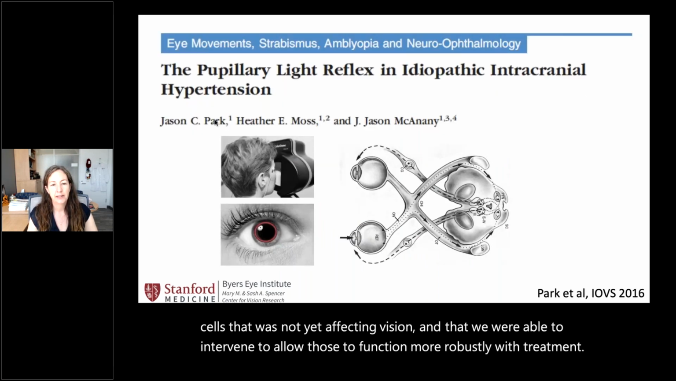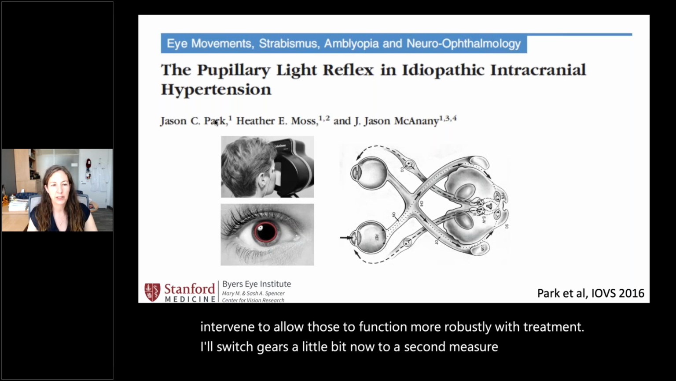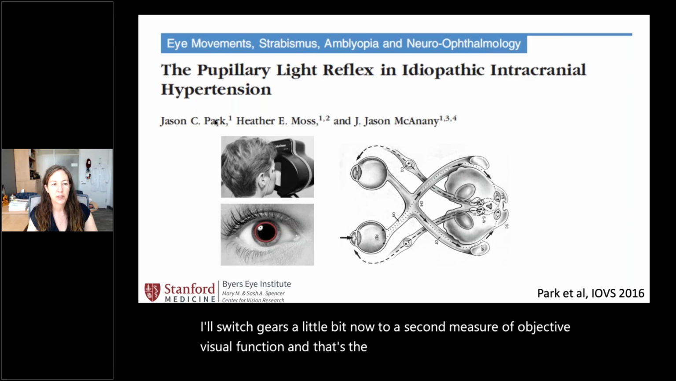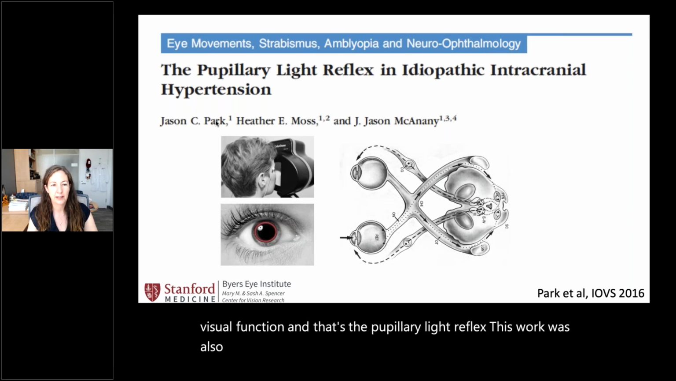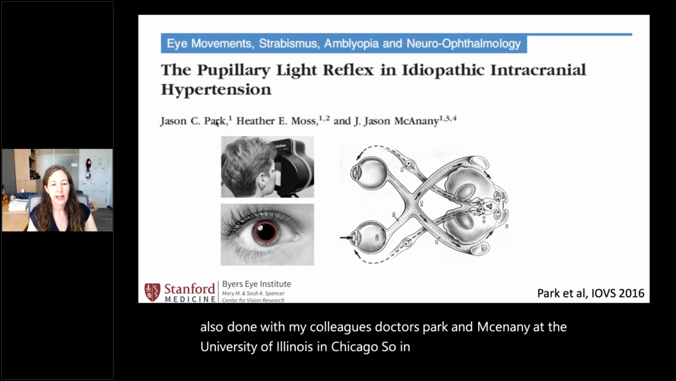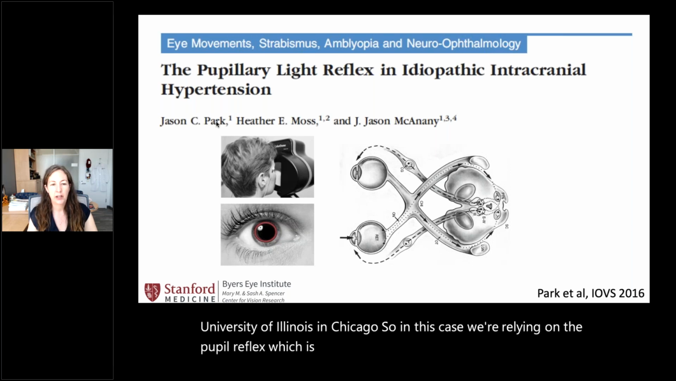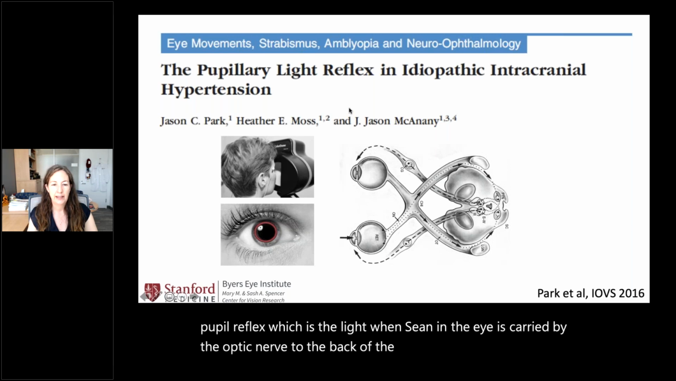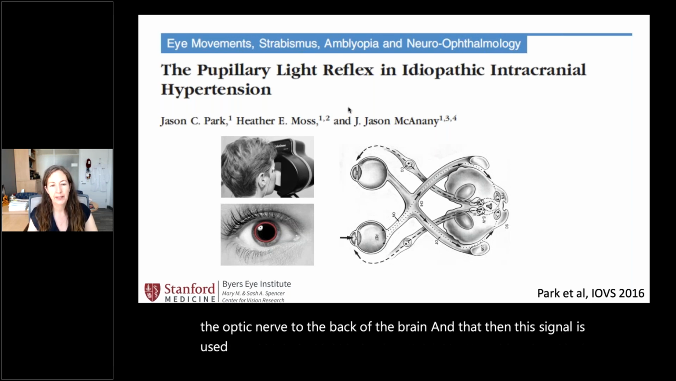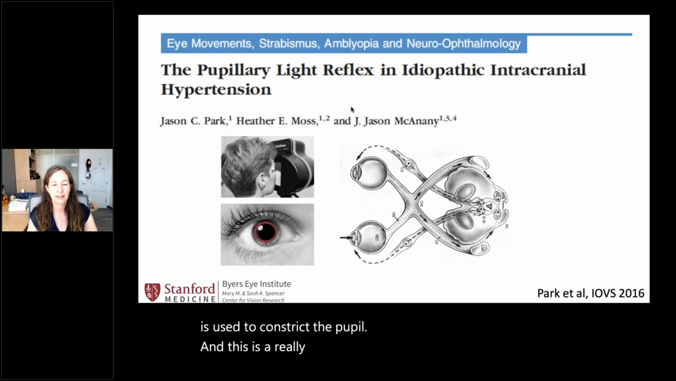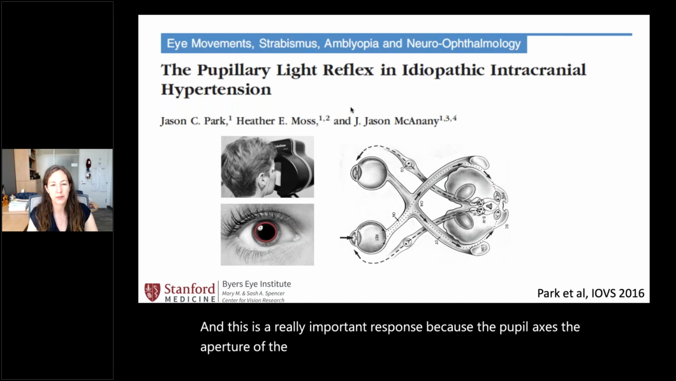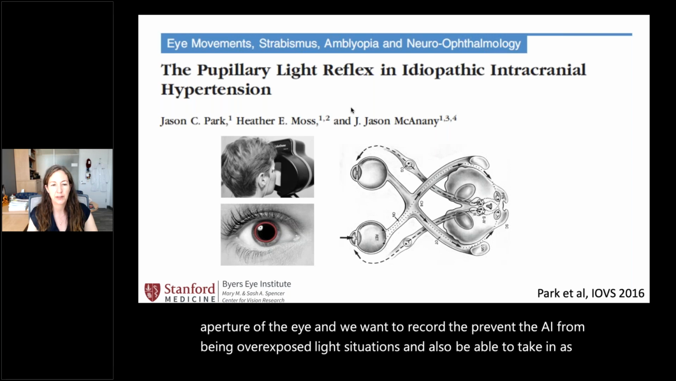I'll switch gears a little bit now to a second measure of objective visual function, and that's the pupillary light reflex. This work was also done with my colleagues, Drs. Park and McEnany at the University of Illinois in Chicago. So in this case, we're relying on the pupil reflex, which is that light, when shone in the eye, is carried by the optic nerve to the back of the brain, and that then this signal is used to constrict the pupil. And this is a really important response because the pupil acts as the aperture of the eye, and we want to prevent the eye from being overexposed in light situations, and also be able to take in as much light as possible in dark situations.